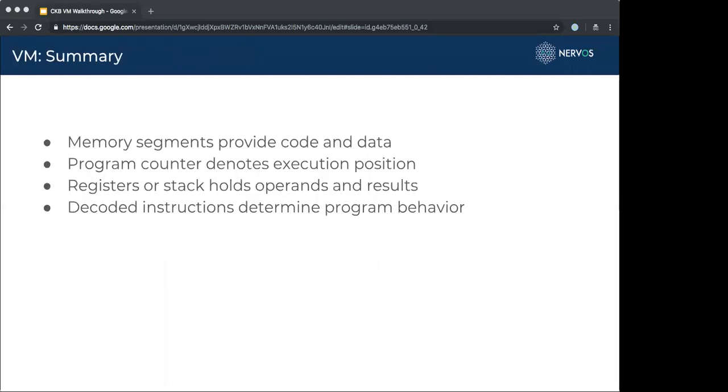So, a summary here. A virtual machine has one or more memory segments, either containing code or data. The second part is that for each VM, you have a program counter register denoting the current executing position and where we want to execute next. And depending on the actual virtual machine, it may have a bunch of registers for holding values, or it may have a stack for holding the values.